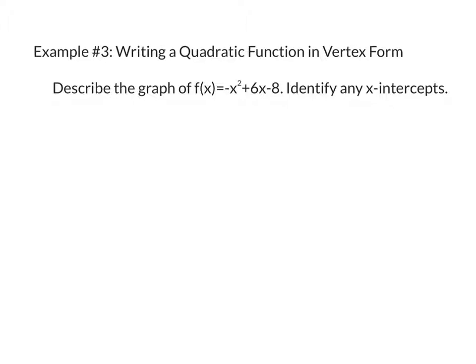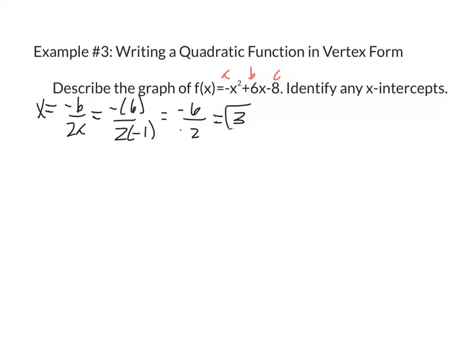Okay, so to do this by hand, first thing that we want to do is, again, x equals, to find our vertex, negative b over 2a. All right, so that would be negative parentheses 6 over 2 times negative 1. Again, that's because this is our a. A is negative 1, b is 6, and c is negative 8. All right, that will give us negative 6 over negative 2, which gives us 3 as the first part of our vertex. Then for y, we're going to substitute 3 into our function.